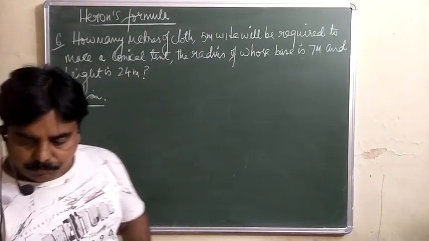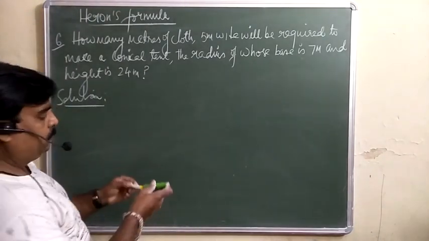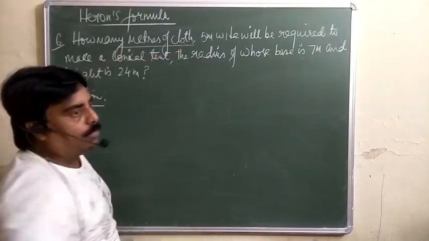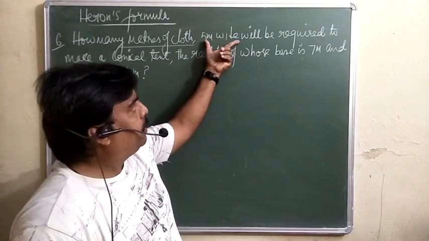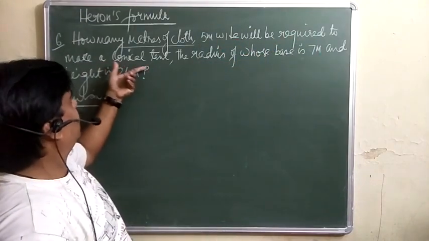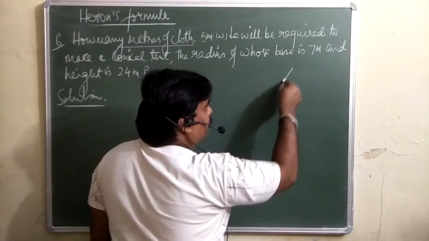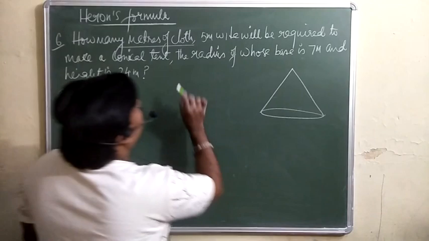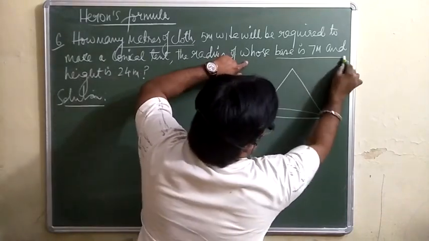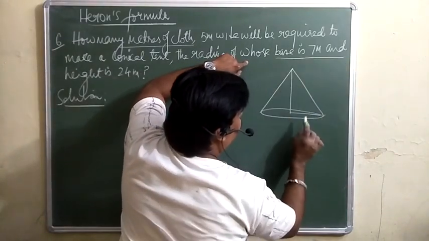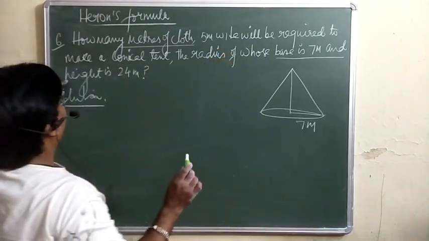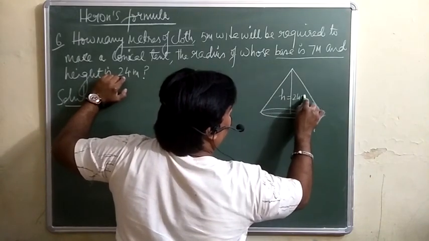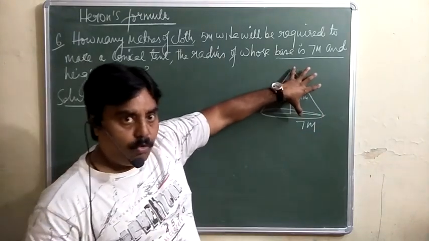Okay, now the question is how many meters of cloth are required, if the width of the cloth is given as 5 meters, to cover the conical tent. Means there is a conical tent, like this is your conical tent, and you want to cover the outer part. The radius of whose base is 7 meter. Radius is given here 7 meter. And height is 24. This h is given 24 meter. Then how much cloth do you require?